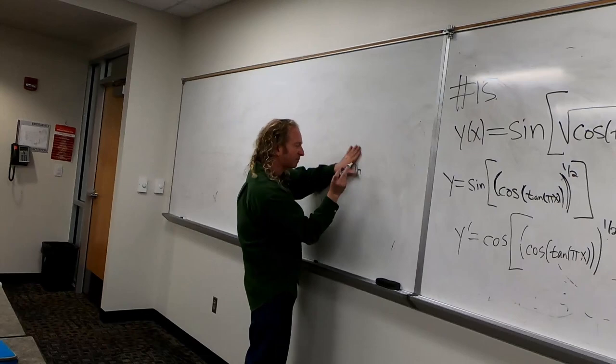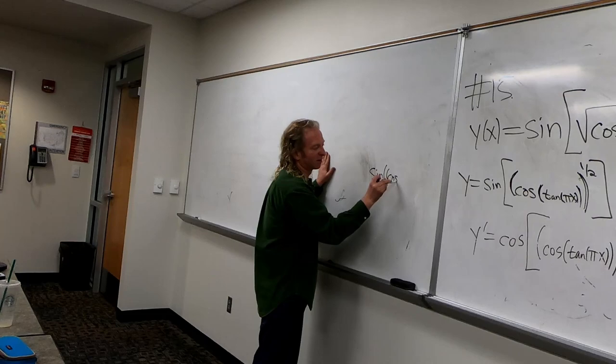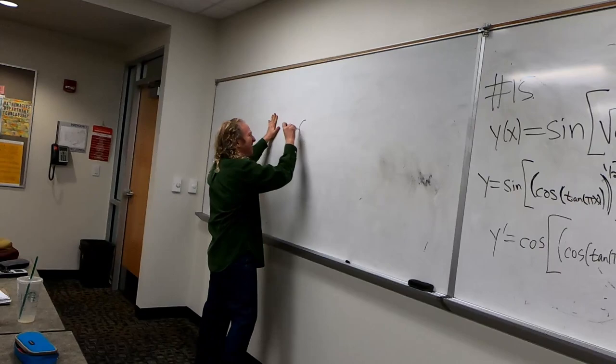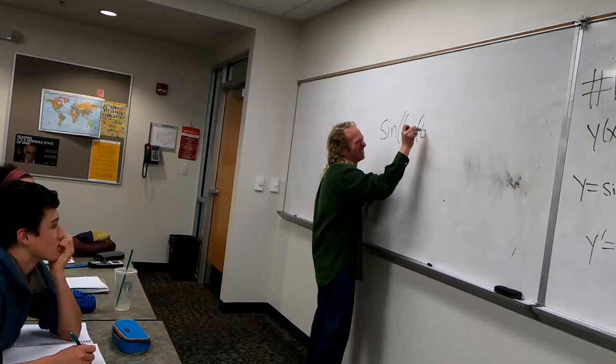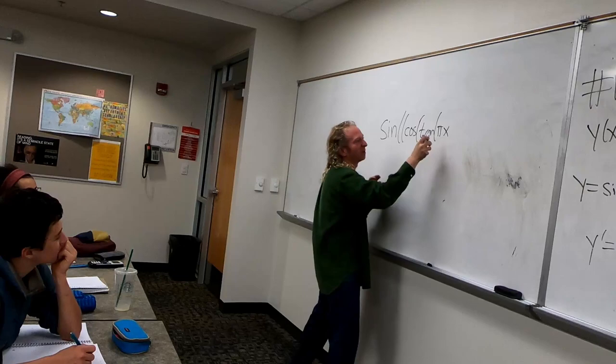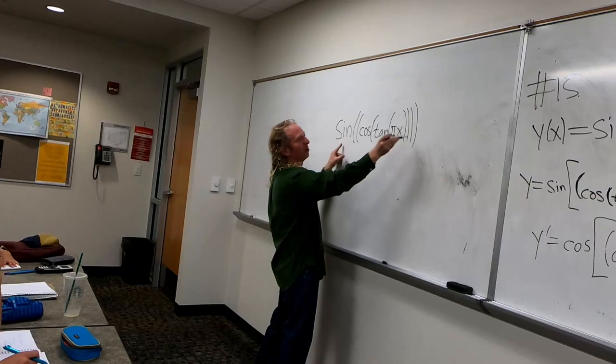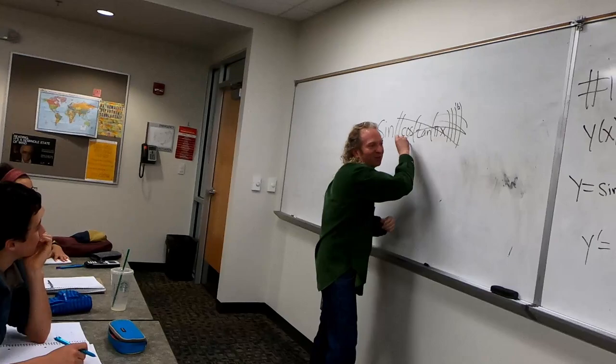If I write it all the same size, look how confusing this looks. Sine, parentheses, parentheses, cosine, tangent, pi x. Okay, how many do I have? 1, 2, 3, 4. And I forgot. Isn't that confusing? It's horrible. So it's helpful to make them different sizes.